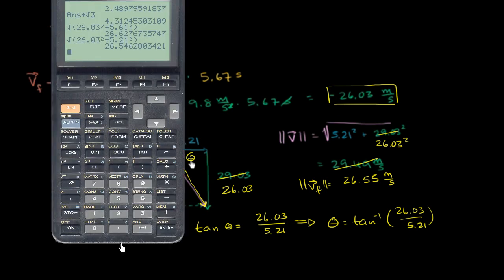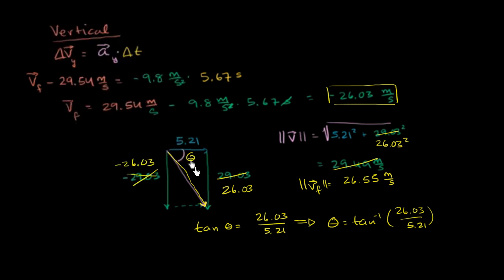And that gives us, we have the inverse tangent of 26.03 divided by 5.21, which gives us roughly 78.7 degrees. So the angle here is 78.7 degrees, and it's below the horizontal. So we can say that the final velocity vector has a magnitude of 26.55 meters per second at a direction of 78.7 degrees below the horizontal. So I hope I didn't confuse you too much with that mistake at the end of that video.